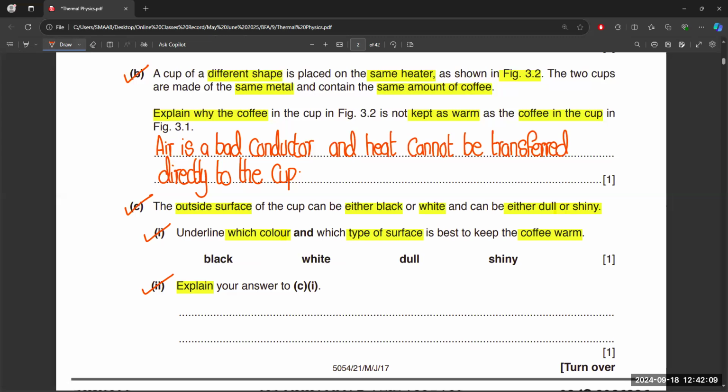Sir, it is shiny. Sir, the color would be black and the surface would be dull. Okay, dull black. Shiny. Okay, you can answer one by one when someone is giving the answer, so the other student waits for it and then you can answer also.